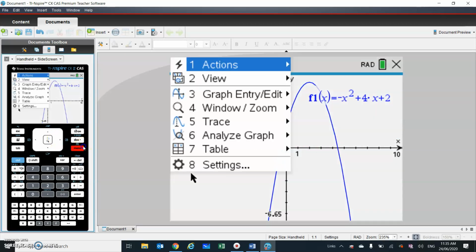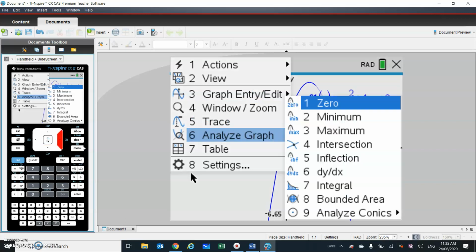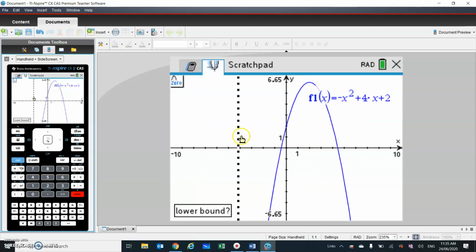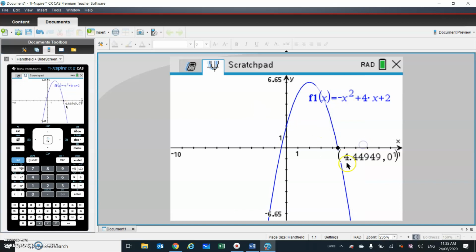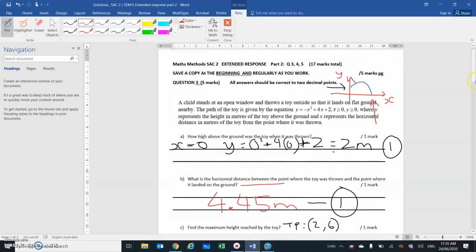How do we find an x-intercept? Menu, analyze graph, zero. Lower bound means left side of the x-intercept. Upper bound means right side of the x-intercept. Same number, 4.45. So x equals 4.45.